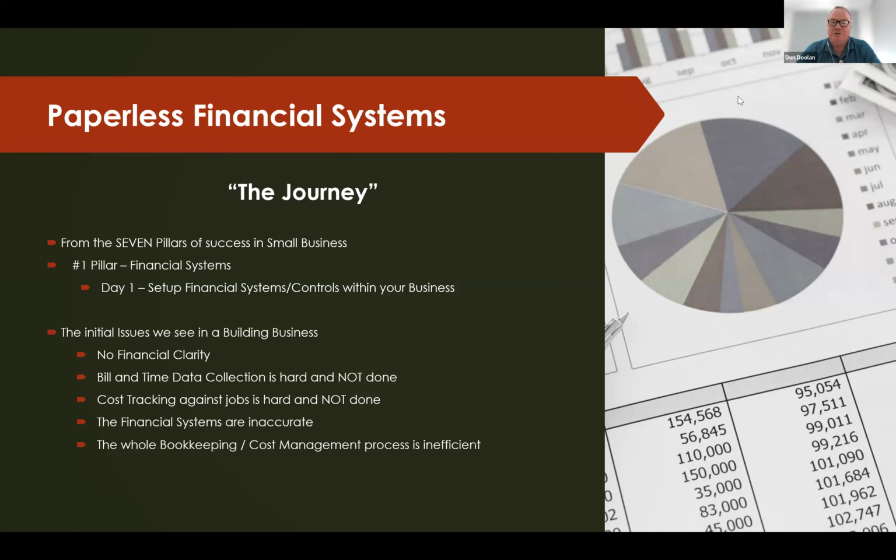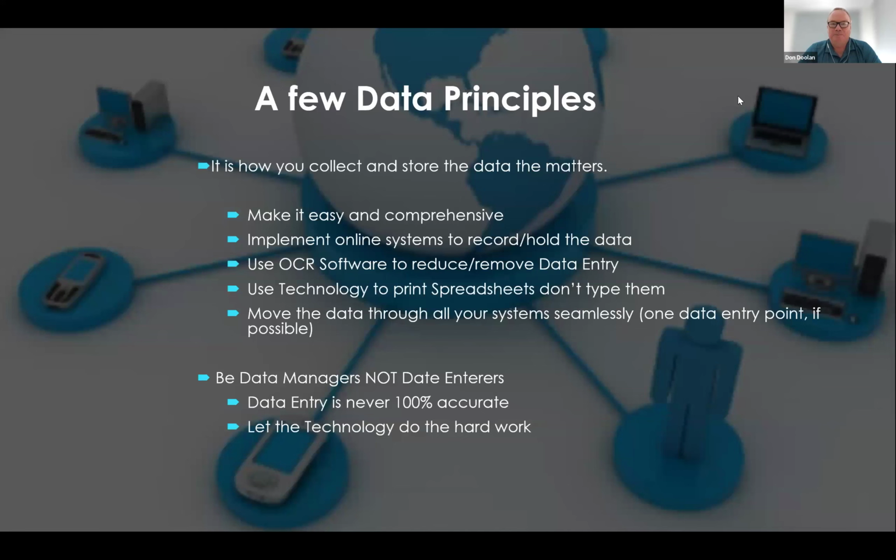When financial controls are not done or are hard to do, the financial systems are just inaccurate, and then we're making decisions on bad data, and we don't even really know where we are on our jobs. It's all very inefficient too, which takes more time, more money, more frustration. So setting up strong financial controls and processing things properly is very important.